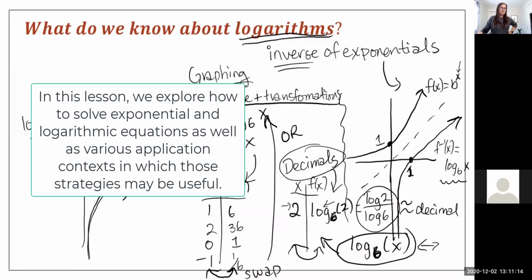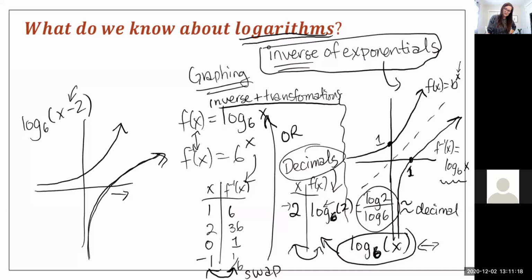Okay, so we're just reviewing kind of what we know about logarithms. We know they're the inverse of exponentials. We know we can graph the exponential, and then we can swap the x and y to get the inverse. So sometimes that can be easier than doing the brute force change of base formula. And the change of base really just lets you calculate the decimal approximations for when you're doing your XY table, whereas you could also graph the inverse and then do transformation.